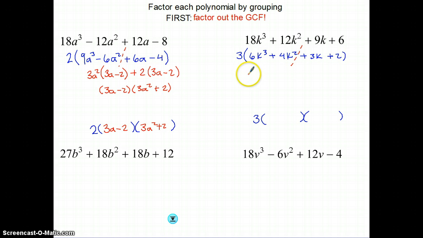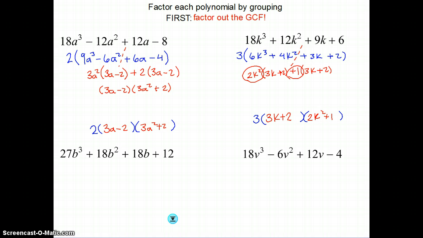On the left, I have a GCF of 2k squared. Factoring that out, I'm left with 3k plus 2. And on the right, I bring down my plus, and the only common factor they have is a 1, which leaves me with a 3k plus 2. So factoring out that 3k plus 2, my first set of parentheses is a 3k plus 2, which leaves me with the 2k squared plus 1 in my second parentheses.